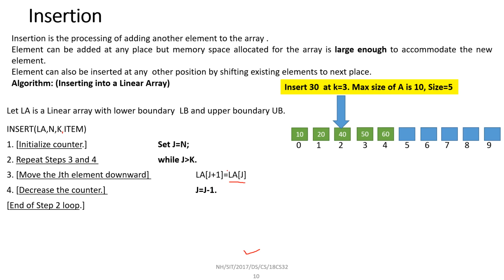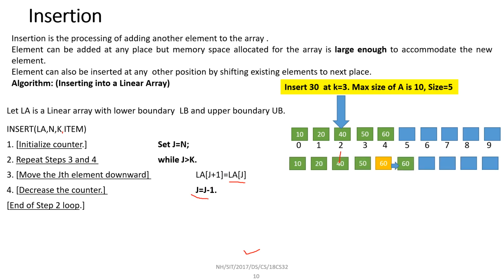In terms of index, LA is the array. LA of J must be copied to the next place. This has to be repeated till you reach this particular index. From here, you have to start shifting. You have to copy that element to the next place till that position of interest. After shifting, the J value has to be decremented. You have to go to the previous place. You can see that in the animation.